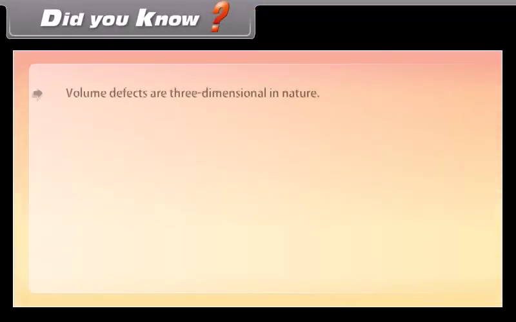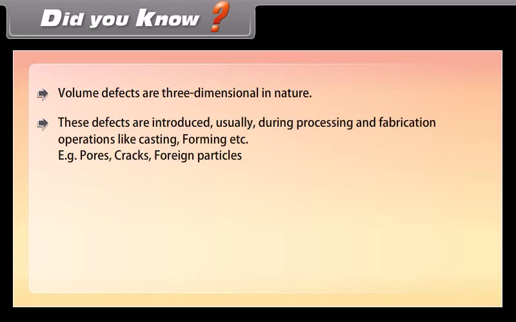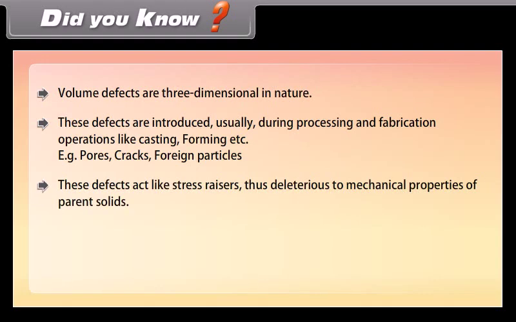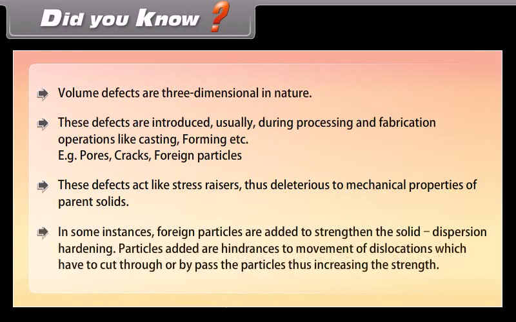Did you know volume defects are three-dimensional in nature? These defects are introduced usually during processing and fabrication operations like casting, forming, etc. Examples: pores, cracks, foreign particles. These defects act like stress raisers, thus deleterious to the mechanical properties of the parent solids. In some instances, foreign particles are added to strengthen the solid, called dispersion hardening. Particles added are hindrances to the movement of dislocations, which have to cut through or bypass the particles, thus increasing the strength.